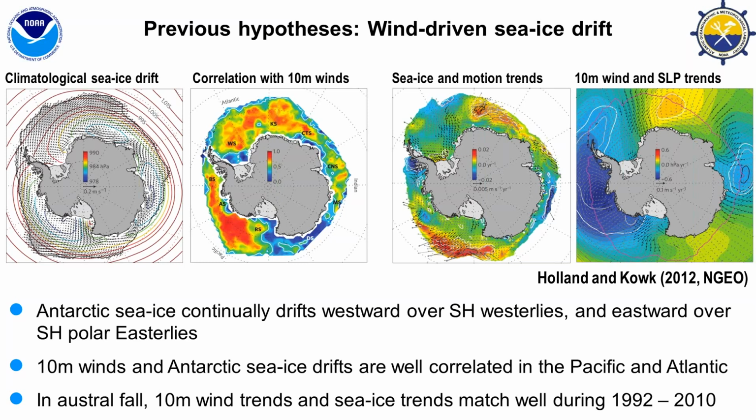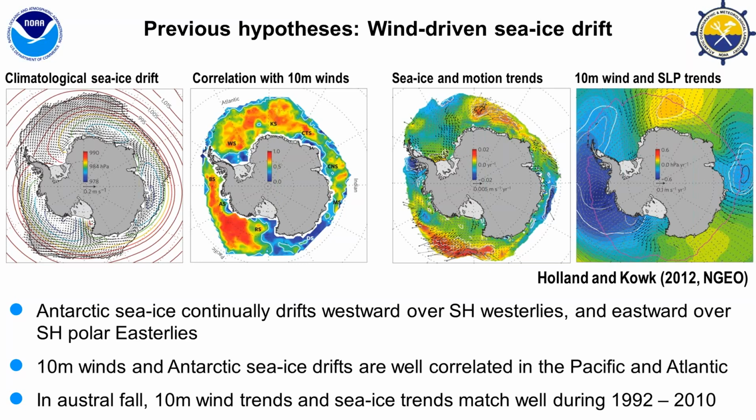What the authors, Holland and Kwok, did was compute the vector correlation between the sea ice drift velocity and the 10-meter wind at the surface. And then they found a very high correlation, especially over the Ross Sea, Amundsen and Bellingshausen Sea, and also the Weddell Sea, and also the entire Atlantic sector. They found a very good correlation.